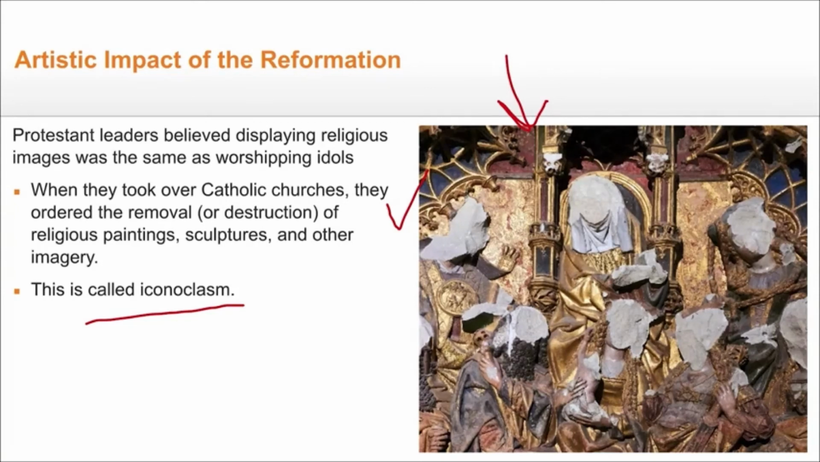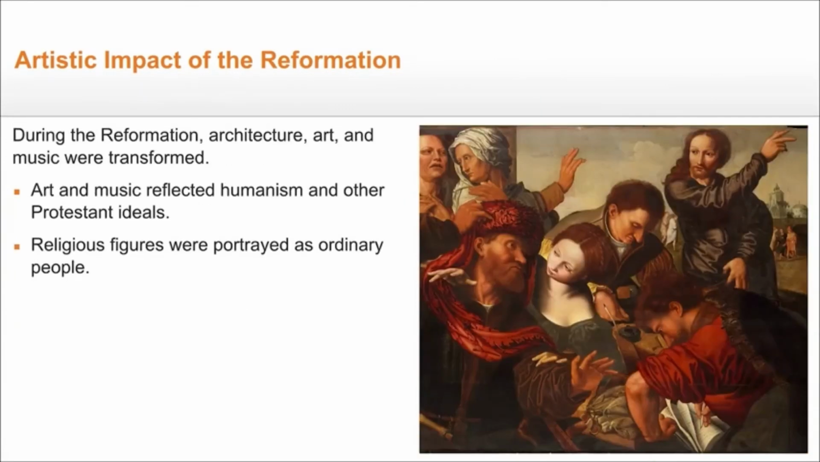It's important to note that this destruction varied from region to region. While Calvinists even prohibited plain crosses from being displayed, some religious leaders, like Martin Luther, allowed some religious images to remain. During the Reformation, architecture, art, and music were transformed. Newly created art began to reflect humanism and other Protestant ideals. Narrative scenes from the Bible became more prevalent. Take a look at this painting, which shows Christ calling St. Matthew to leave his job as a tax collector to become one of his disciples.